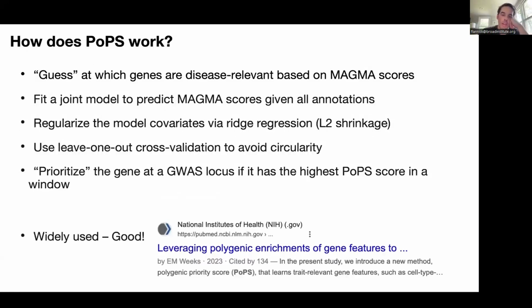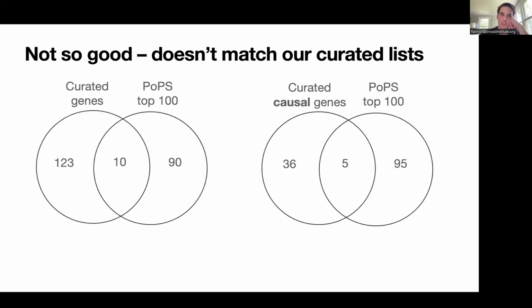And this is a very widely used method. I think it was cited almost 100 times before it was accepted. And it's appearing in a lot of the effector gene lists that we have on the portal. So that, I think, is encouraging and indicates that people are seeing the value of such an approach to help prioritize genes at GWAS loci.